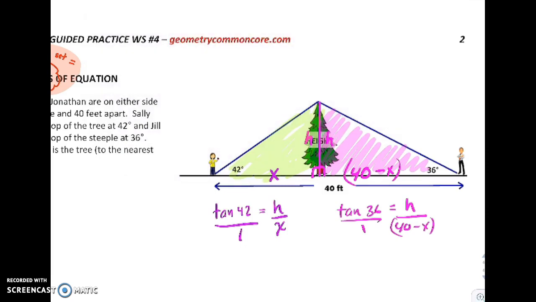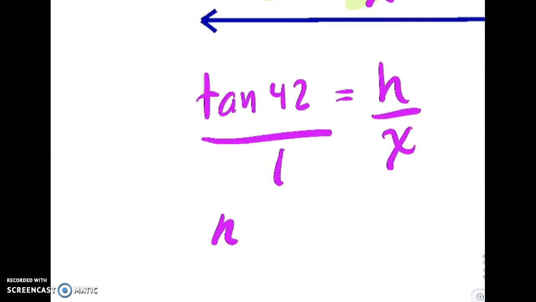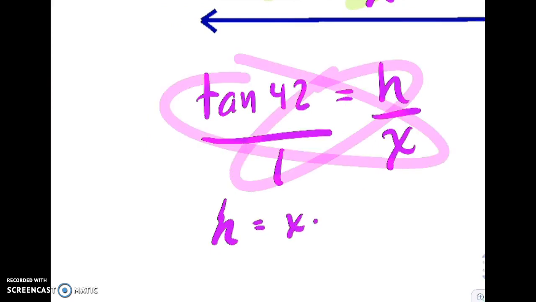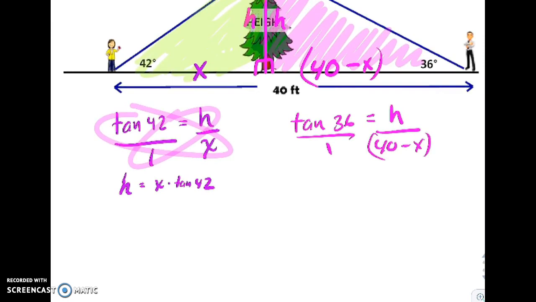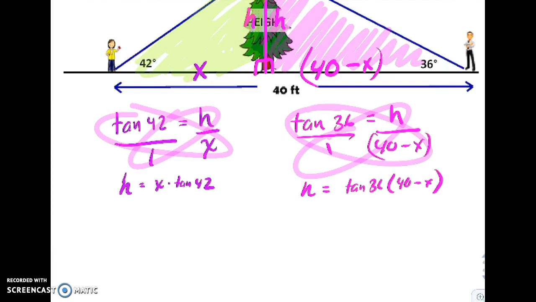So if I go back to the purple one and solve for the height, h times 1 is h right here, and then x times the tangent of 42. And on the pink one, I can cross multiply, and I end up with h times 1 is h, and I have the tangent of 36 times 40 minus x. Again, I still have an h and an x. But what you might remember us doing in class is changing the tangent of 42 and the tangent of 36 into decimals.